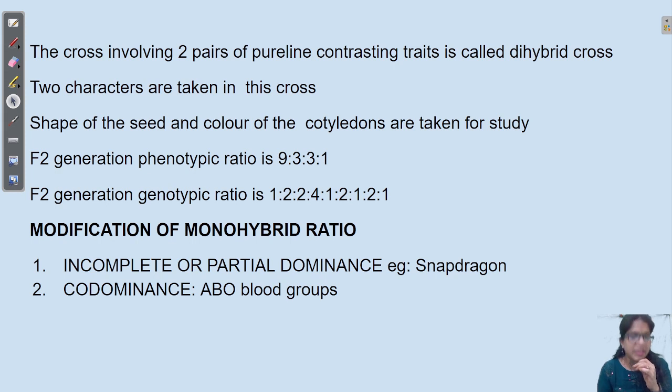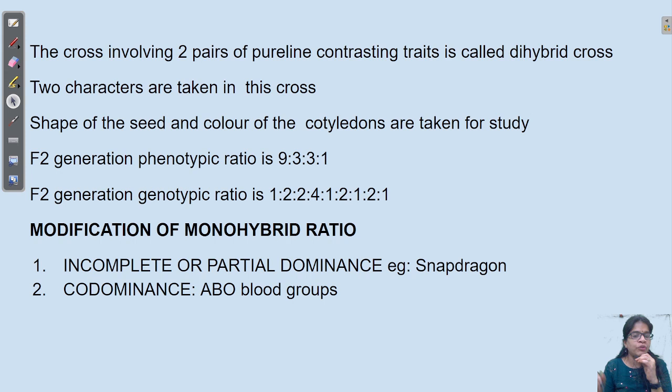So what are the modifications that he has done for the monohybrid cross? That is incomplete dominance and codominance. What does that mean? See, for example, take snapdragon, which is the name of a plant. He has crossed the red color flowers of snapdragon with the white color flowers of snapdragon. So based on it, what should happen? You should come to know either the red should be covered in the progeny or the white should be covered, because being dominant, which one is dominant we don't know. So based on the dominant gene, the F1 generation will get either the red or the white.